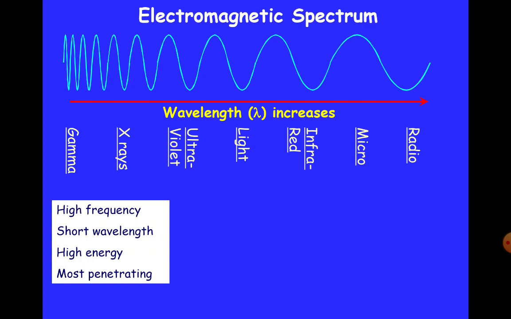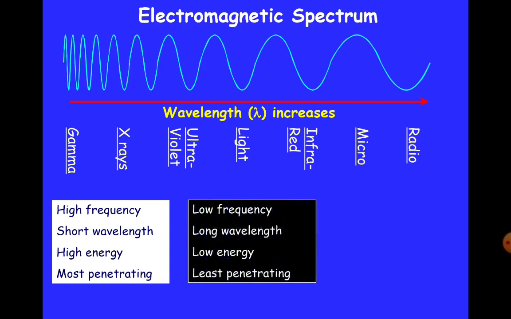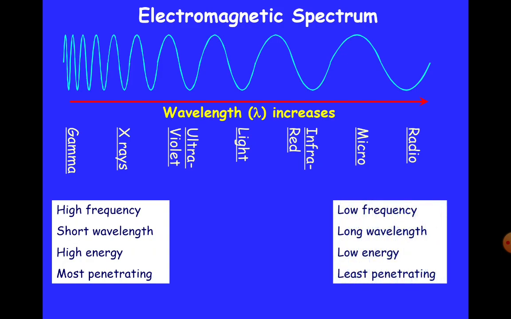These waves have a very high frequency, a very short wavelength, they have a lot of energy, and they are the most penetrating. Then we have low frequency waves, long wavelength, not so much energy, and least penetrating. These are the low frequency on the right side, like microwaves and radio waves, low frequency, long wavelength, low energy, and least penetrating.